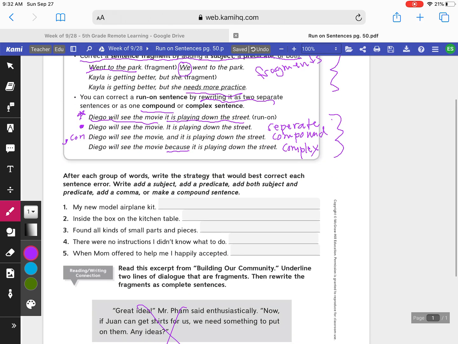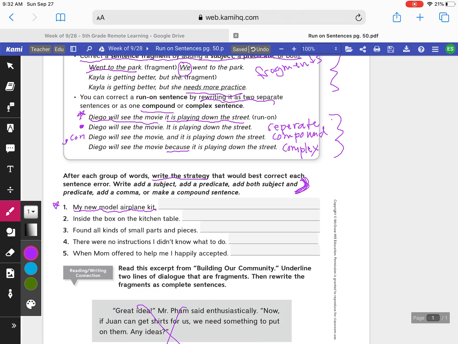Okay, so it says after each group of words, write the strategy that would best correct each sentence error. Add a subject, add a predicate, add both subject and predicate, add comma, or make a compound sentence. So I need to write what I would do to this in order to change it to make it correct. Okay. So, my first sentence. My new model airplane kit. It stops. It just stops right there.